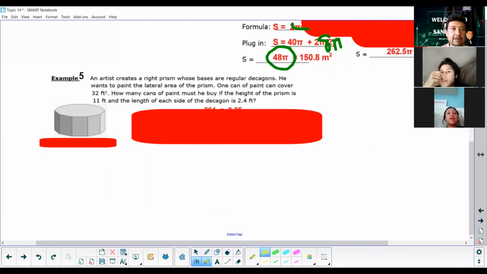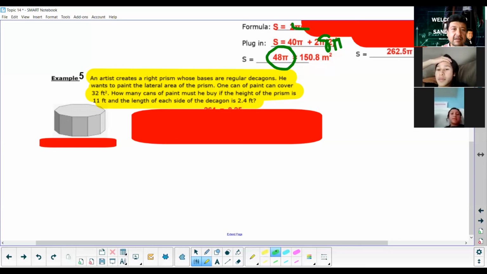An artist creates a right prism whose bases are regular decagons. He wants to paint the lateral area of the prism. 1 can of paint can cover 32 square feet. How many cans of paint must he buy if the height of the prism is 11 feet and the length of each side of the decagon is 2.4 feet? All right, good. So what are we looking for?